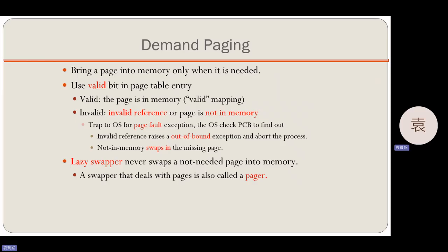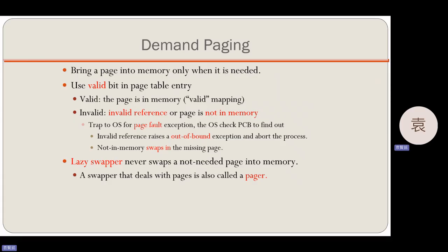Okay, the operating system will check the process control block to find out where this page is located in the backing store, and then bring that particular page into the main memory. If the invalid bit is caused by an invalid reference, then that means it's an out of bound exception.